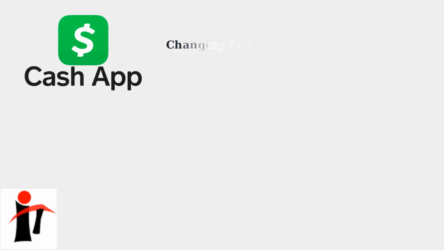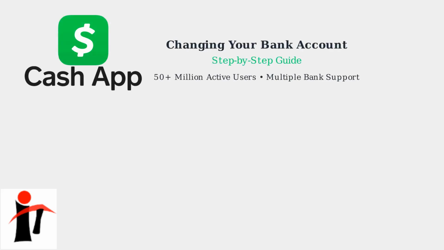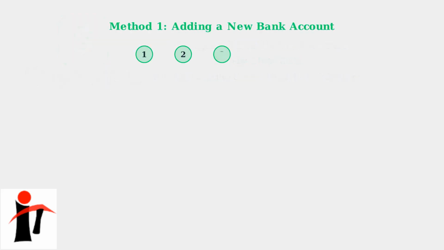Cash App, with over 50 million active users as of 2024, allows you to link multiple bank accounts. However, only one can serve as your primary account for automatic transfers. Today, we'll walk through the complete process of changing your bank account. First, let's cover how to add a new bank account to your Cash App. This process involves 5 main steps that we'll go through one by one.